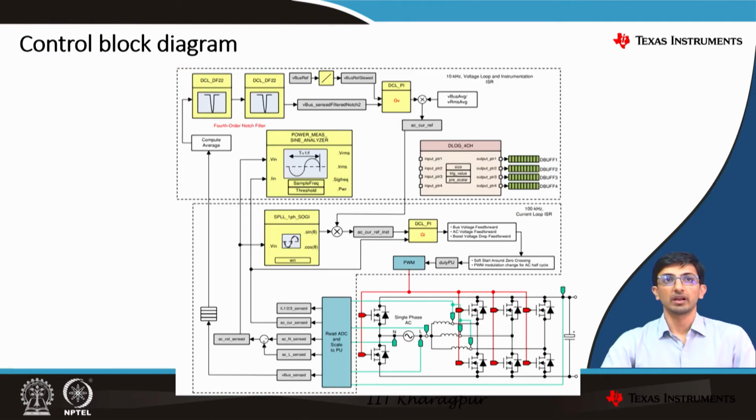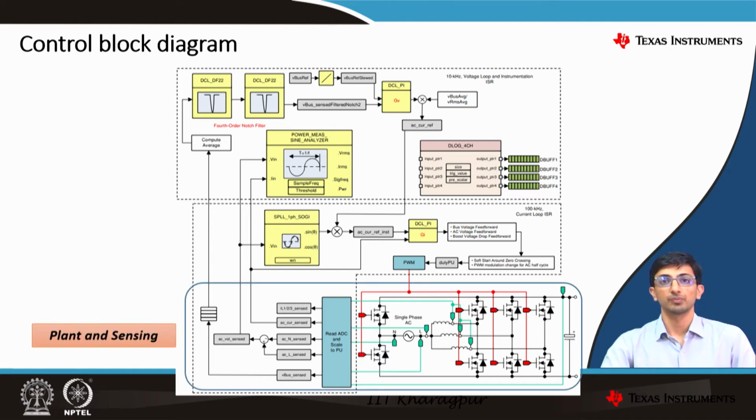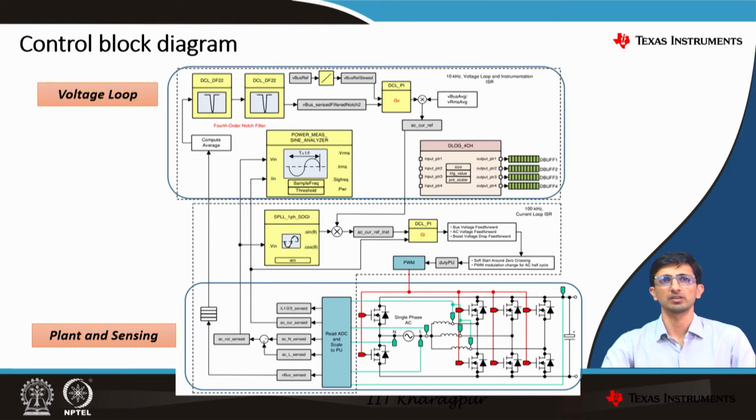The control block diagram of the TIDM-02008 is represented as shown here. The bottommost part that you see is the plant and sensing, the topmost part is the voltage loop, and the middle part is the inner current loop. In plant and sensing, what is there is the sensing part of the circuit. So it will feed all the sensed signals to the voltage loop as well as the current loop.